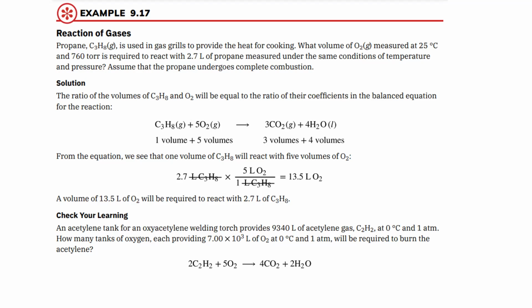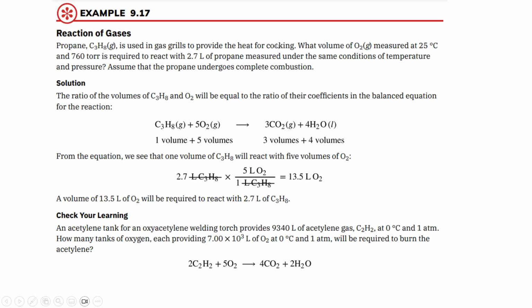So now with this reaction, we're saying 1 mole of propane plus 5 moles of oxygen gives us 3 moles of carbon dioxide and 4 moles of water. But again, we can think about this in terms of volumes as well, because we're saying these are under the same conditions. So this now means we've got 1 volume of propane for every 5 volumes of oxygen.